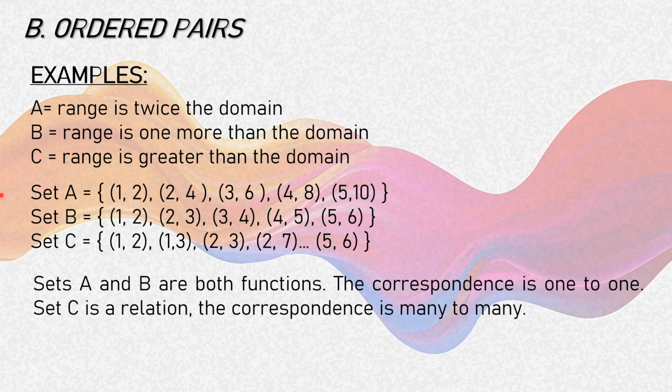So, sets A and B are both functions. The correspondence is 1 to 1. Set C is a relation. The correspondence is many to many. So, ang set A at B ay halimbawa ng function since meron silang mapping na 1 to 1. Ang set C naman ay under ng relation since ang correspondence ay many to many.